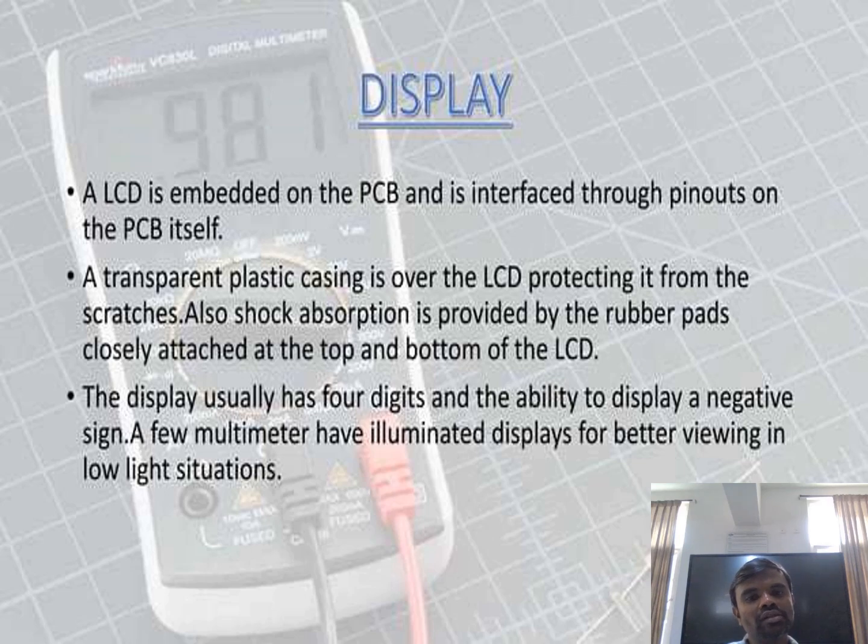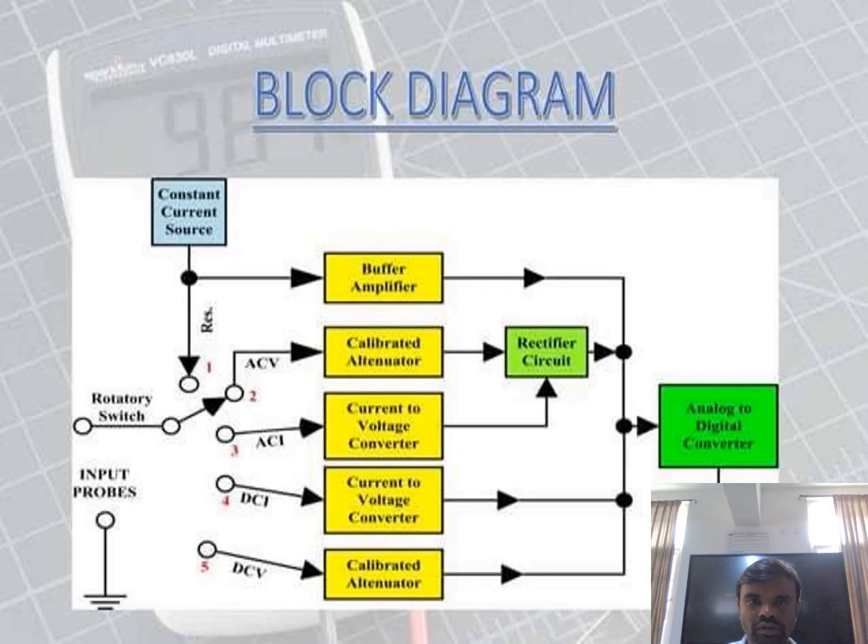Usually this LCD display can display 4 digits. Also it can display a negative sign. Then if you want to increase the intensity, a few multimeters have an illumination setup also, so that we can make a high intensity light during low light situations.